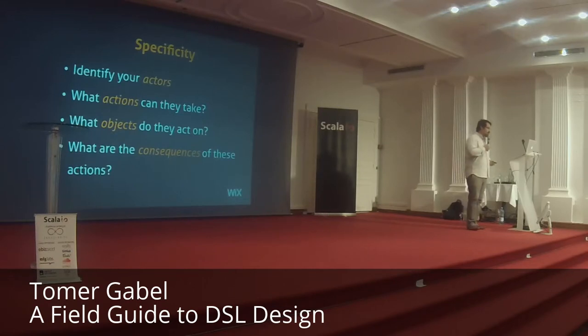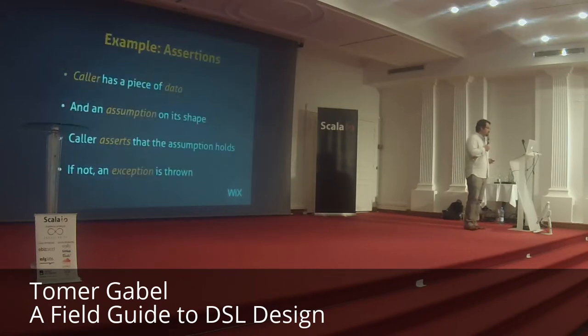So in the context of assertions on data, you have a caller. A caller is basically the programmer that's using your data assertion DSL. The caller has a piece of data that's outside your language, coming in from somewhere, and an assumption on what the shape of that data is. They want to assert that the data they have takes the shape that they assume it takes. And the consequence, for our purposes, of this assertion failing is a runtime exception being thrown.